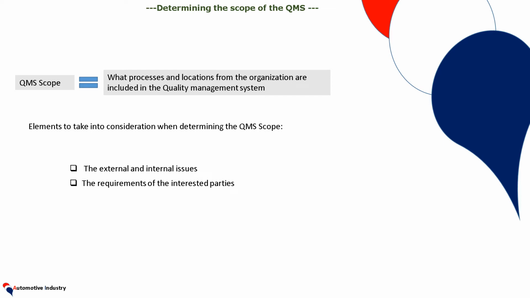It's the choice of the organization to include in the quality management system all its activities or only part of them. The most common approach is to include all activities. It's not mandatory. Also, the organization may decide to include in the quality management system all the locations that it holds or only several, if we speak, of course, about a mid-sized organization.